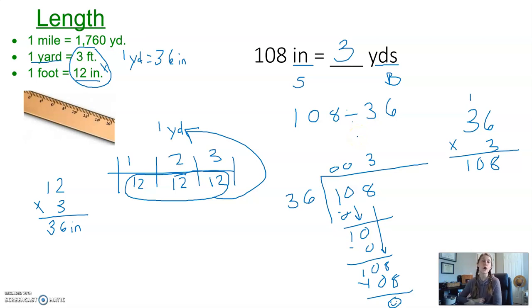So sometimes you can use your conversion chart here, but sometimes you're going to have to add in it or just start to memorize this. Just remember that there are 36 inches inside of 1 yard. And some of you will remember it very quickly.